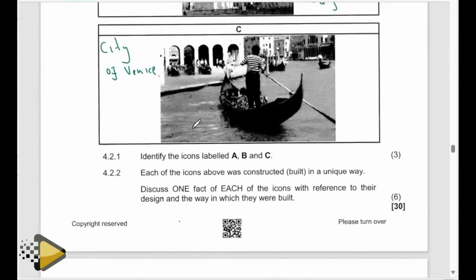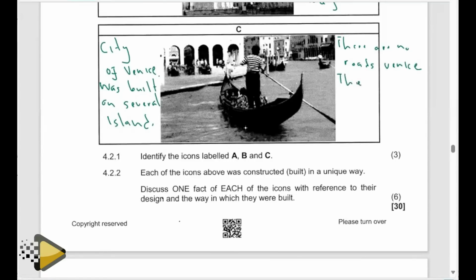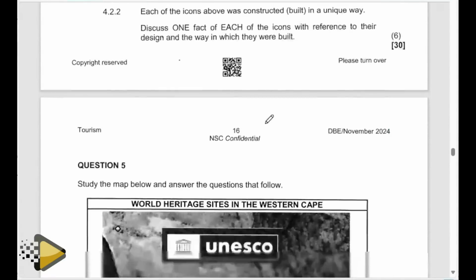Then the city of Venice was built on several islands. In addition to that, there are no roads in Venice. The method of movement is actually the use of canals and gondolas to move around the city itself. So those are the different facts regarding how these different icons were built.